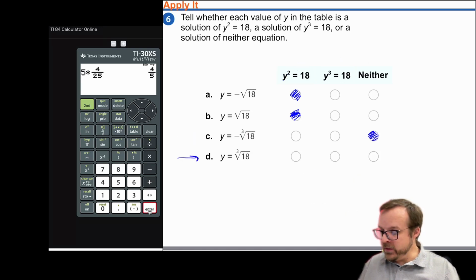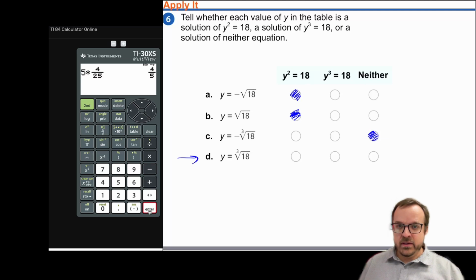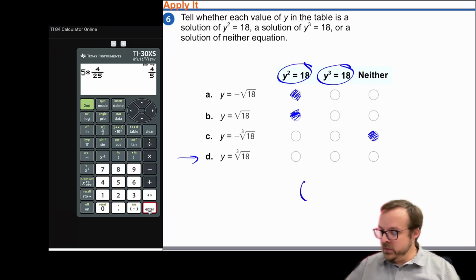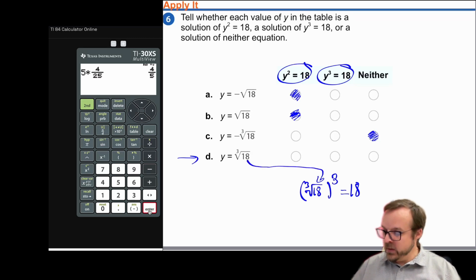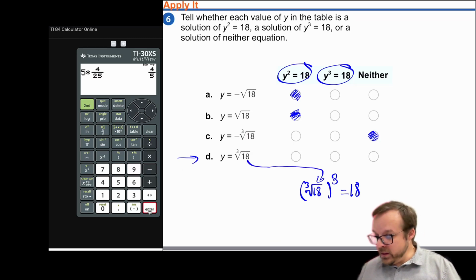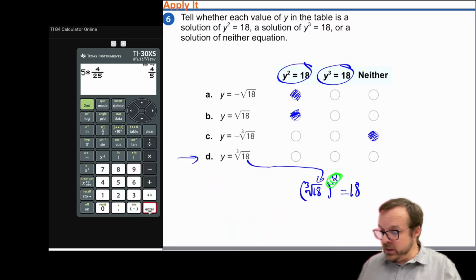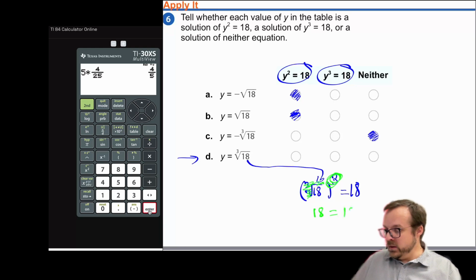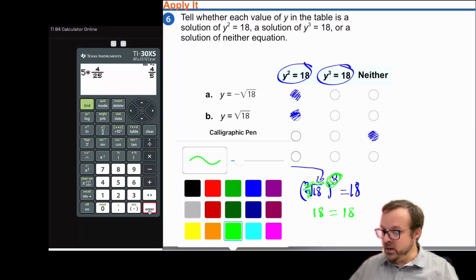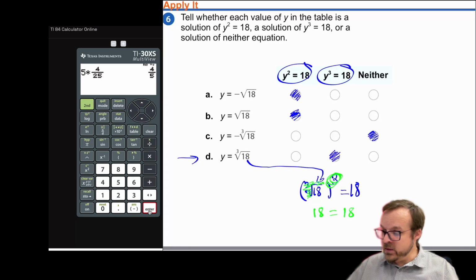Lastly here, for part D, what if y equals the cubed root of 18? Now that's looking a little more promising. Obviously it's not going to work with the square, but let's try it with the cubed, okay? Is the cubed root of 18, that's this part right here, cubed going to be 18? Well, yes, because the cubed part, power of 3, and the cubed root here are going to cancel each other out, leaving you with just the positive 18 from inside the cubed root, and then 18 over here. 18 does equal 18, so yeah, it does work here as a solution.